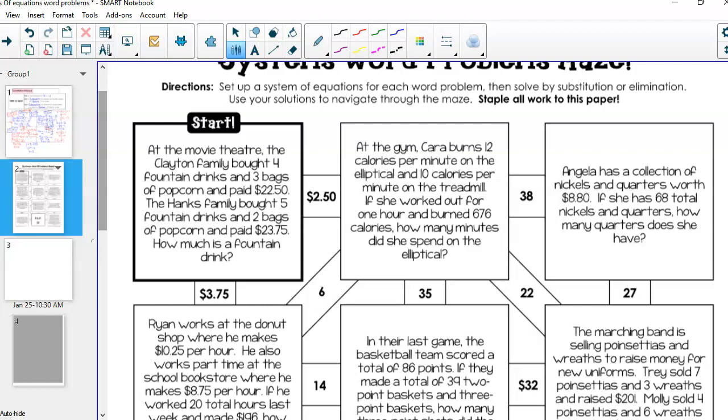What's important here? The amount, so the cost. The amounts of food and drink. So 4 fountain drinks, 5 fountain drinks, and then the bags of popcorn. That was a terrible color.